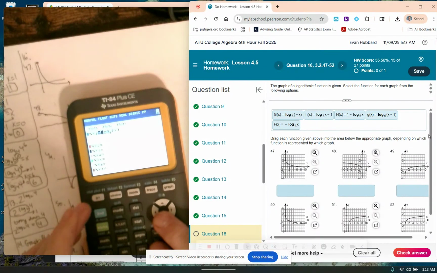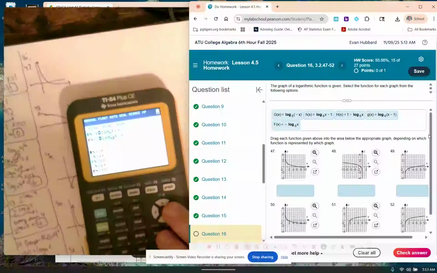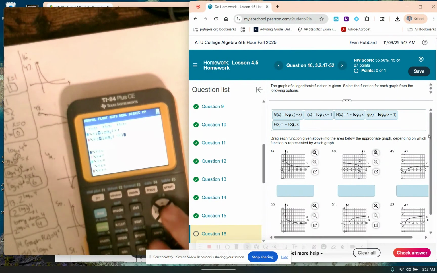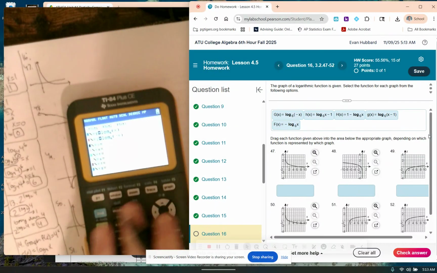Whoops. y equals log base 6 of negative x. So this one's going to be, when you do a negative to the x, it is a horizontal flip, which is going to make it flip over the y-axis. So this one's going to be flipped over the y-axis.